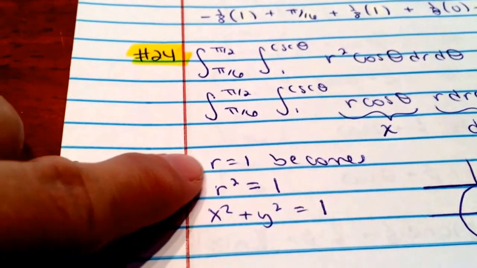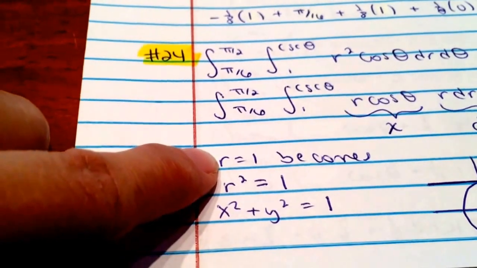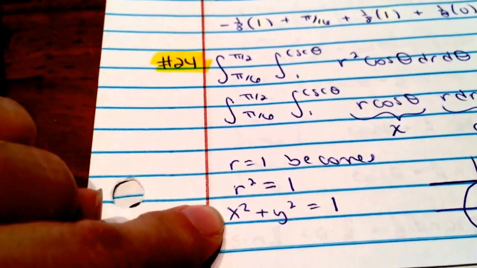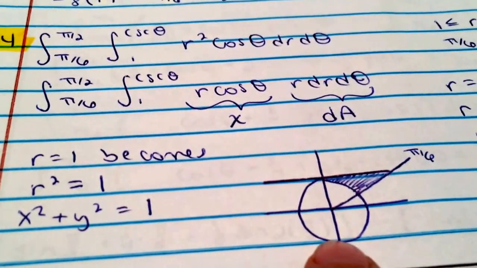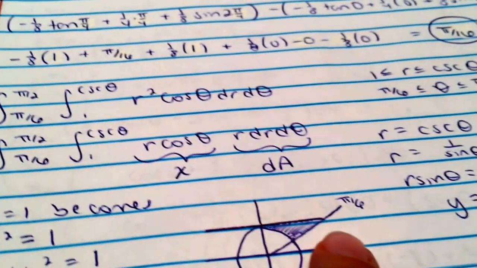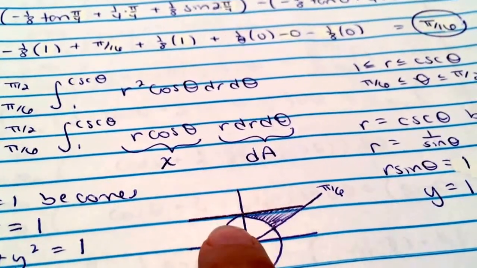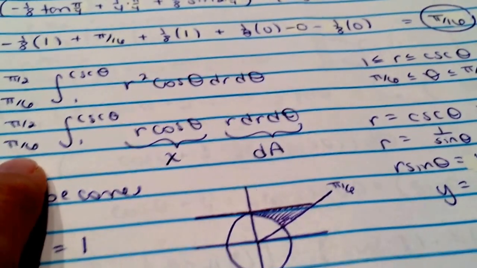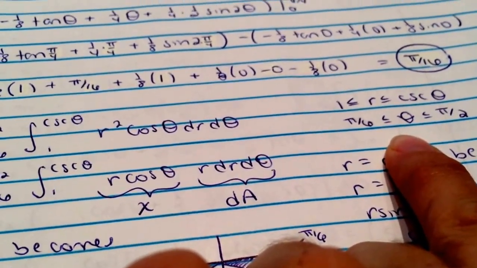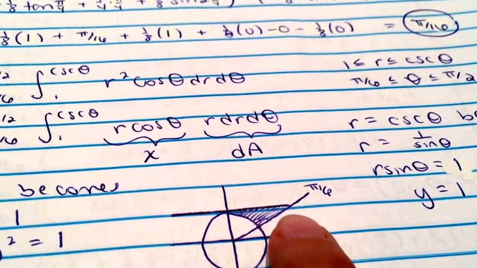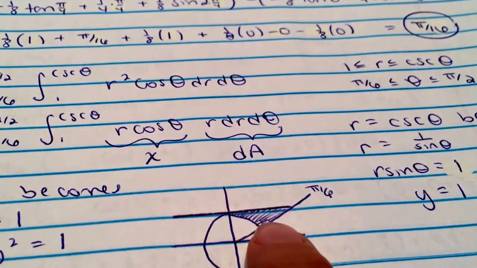Or you can just recognize that, hey, that's a circle radius 1. They're the same thing. So you can just do it that way if you want to. So here's my circle centered at the origin radius 1. Here is my line, there is my line, y equals 1. Okay, and then I had here theta between pi over 6 and pi over 2. So I drew in my pi over 6, and then starts there, and then it goes around to pi over 2. So it's this section here.